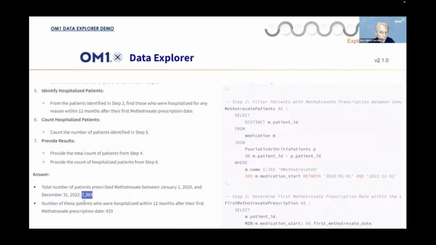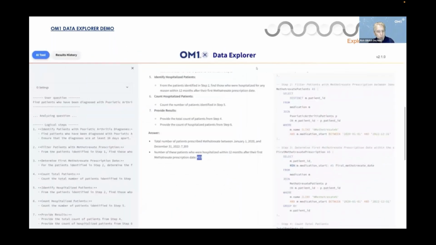And it's generated SQL on the right that it runs against the database, and then answers on the left. So here you see that the SQL is being generated on the right, and then the answer to the question is we have about 7,000 patients prescribed methotrexate between January 1, 2020 and December 31, 2022. And about 400 of them were hospitalized within 12 months after their first methotrexate prescription date. Now that is not telling you a safety event, but it's telling us where to look for that safety event.